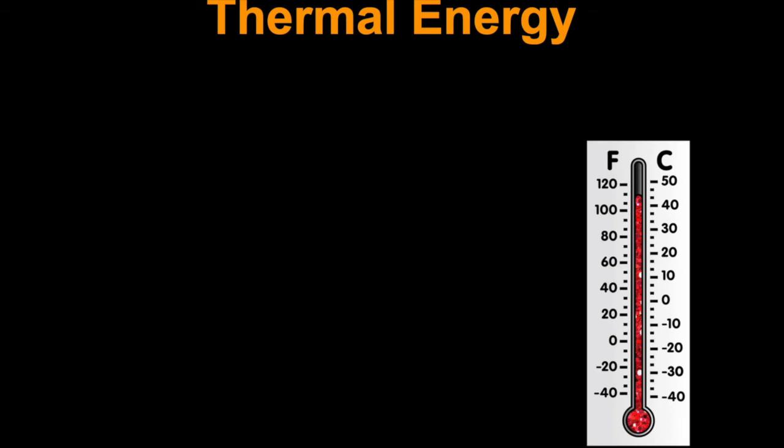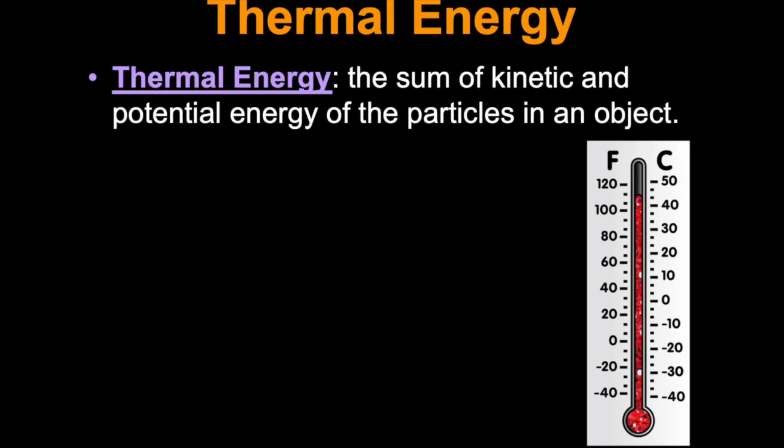And we'll just provide the definition for thermal energy, and it might look a little familiar to you. The definition of thermal energy is the sum of kinetic and potential energy of the particles in an object. So basically you're just adding up all of the kinetic and potential energy of the particles. And remember, particles are just atoms or molecules, so things that we really can't see, but we're just adding up that energy of those particles.